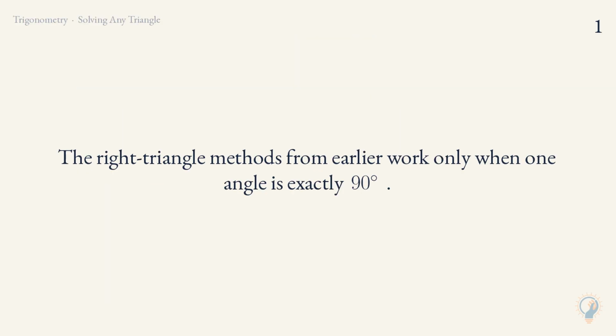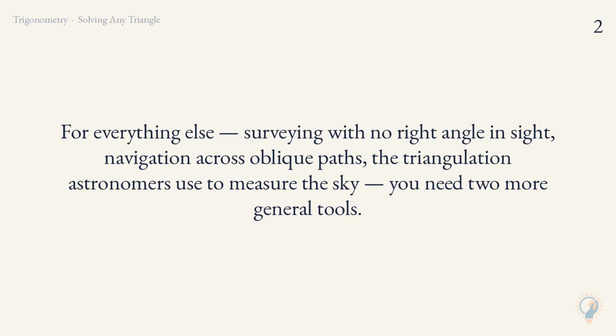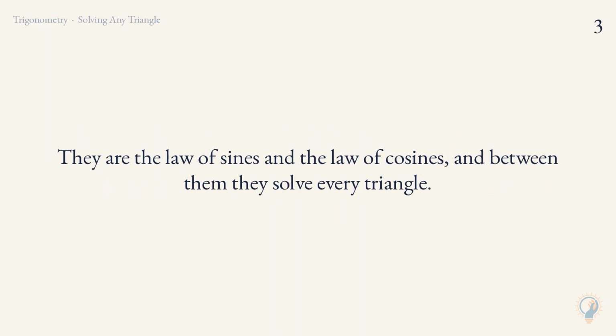The right triangle methods from earlier work only when one angle is exactly 90 degrees. For everything else, surveying with no right angle in sight, navigation across oblique paths, the triangulation astronomers use to measure the sky, you need two more general tools. They are the law of sines and the law of cosines, and between them they solve every triangle.